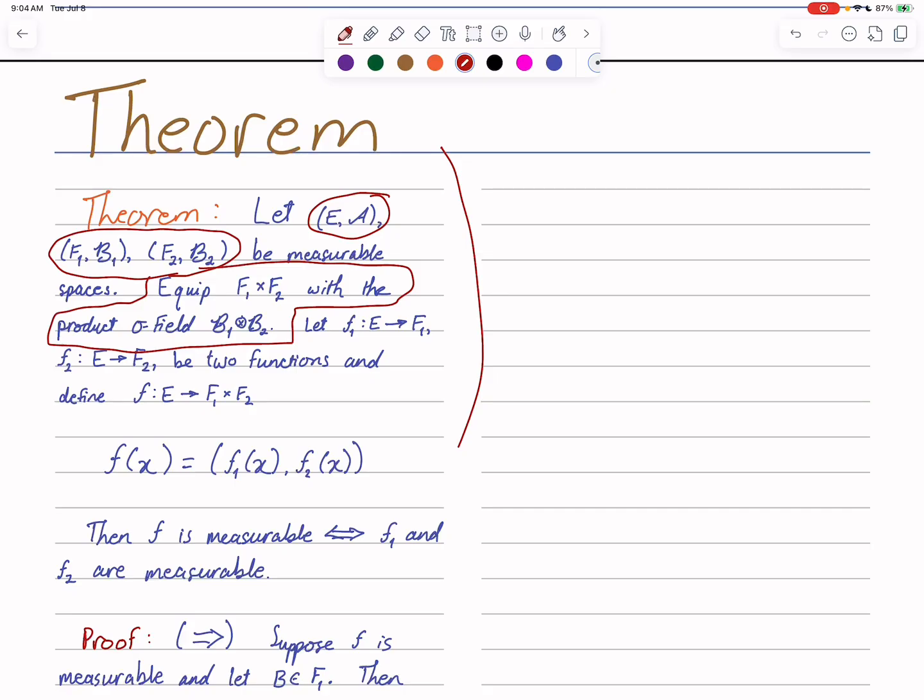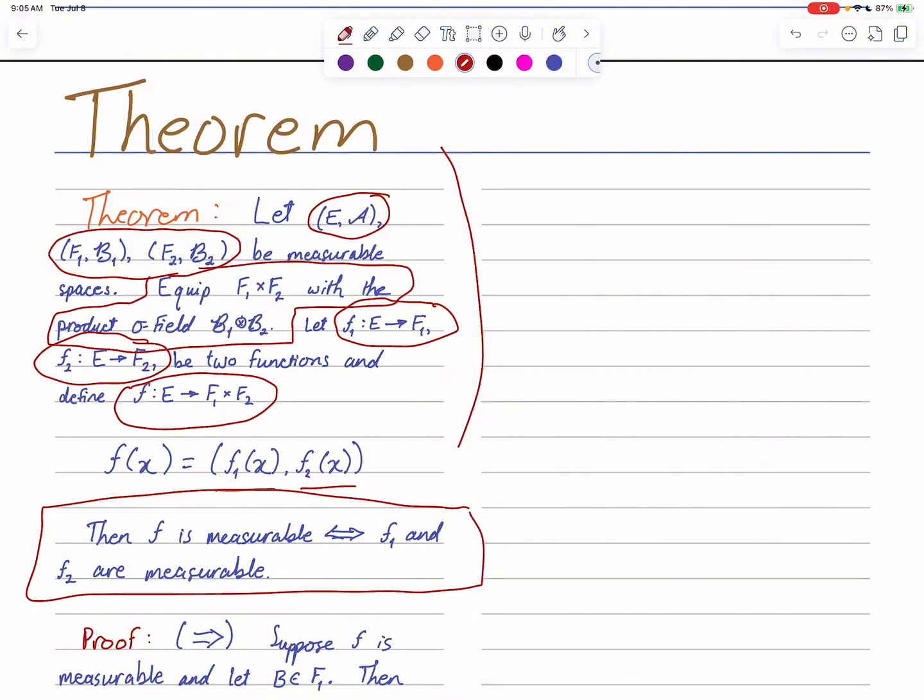Now, suppose that f1 is a function from E to F1, and f2 is a function from E to F2. So we have two functions, and we form a third function f from E to the Cartesian product F1 times F2 in the natural way, where f1 and f2 just make up the components of this new function. The claim here is that f is measurable if and only if each of the components is measurable.